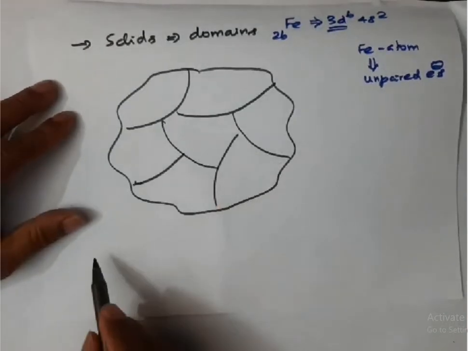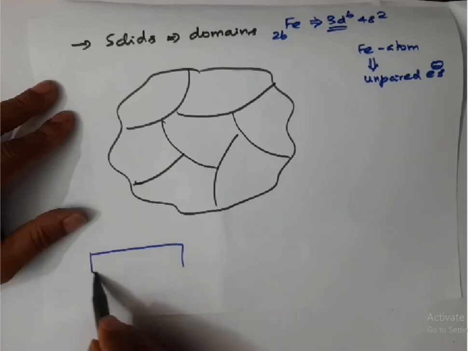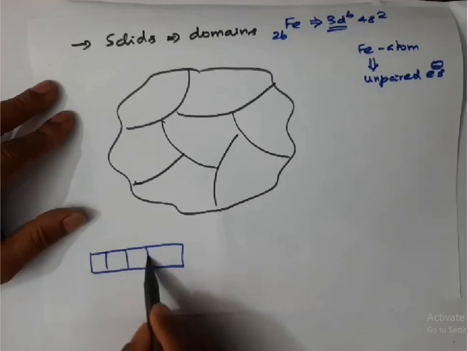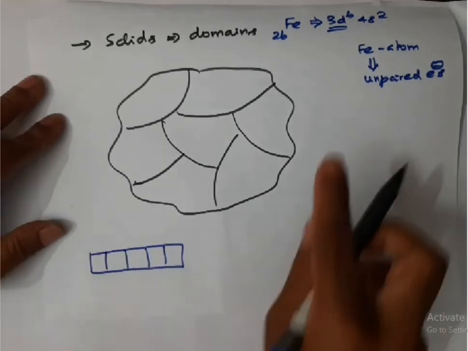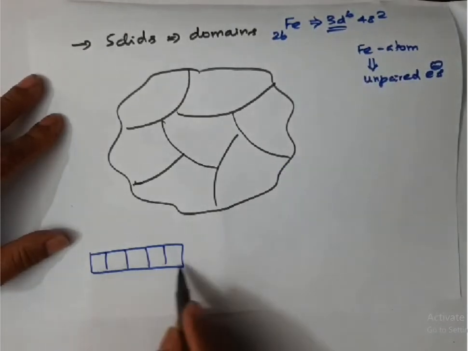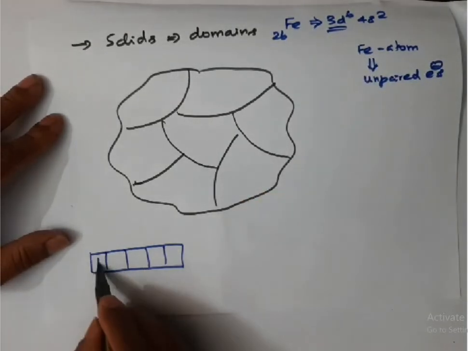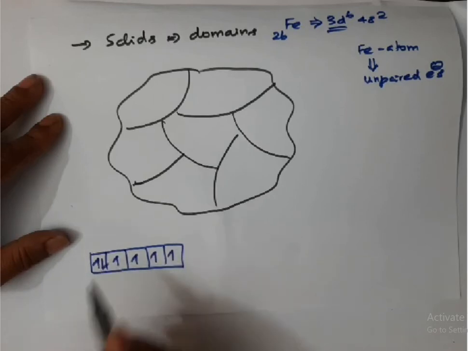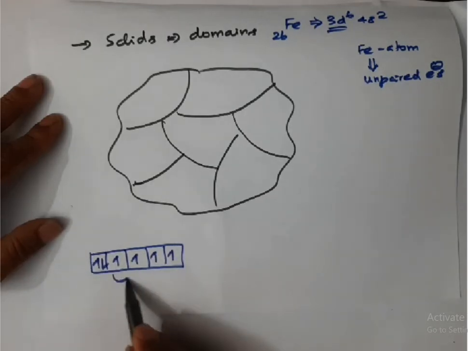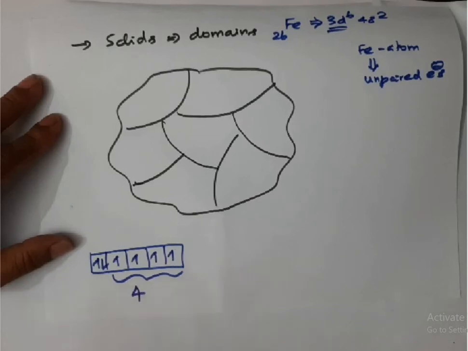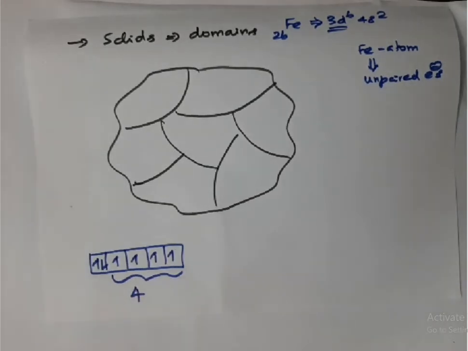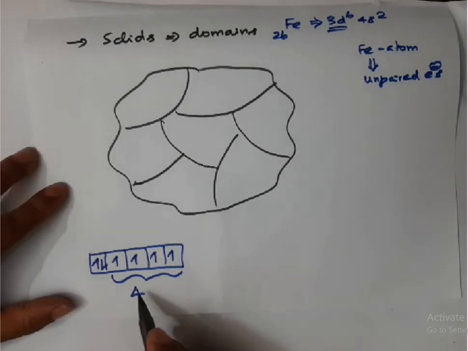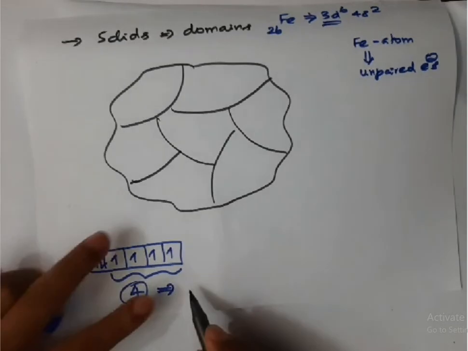So what I'm going to do, you take the d subshell. The d subshell consists of 5 d orbitals. I'm going to fill these d orbitals with the 6 electrons: 1, 2, 3, 4, 5, 6. See, we have 4 unpaired electrons. Each iron atom has 4 unpaired electrons, and these 4 unpaired electrons will give a net magnetic moment.